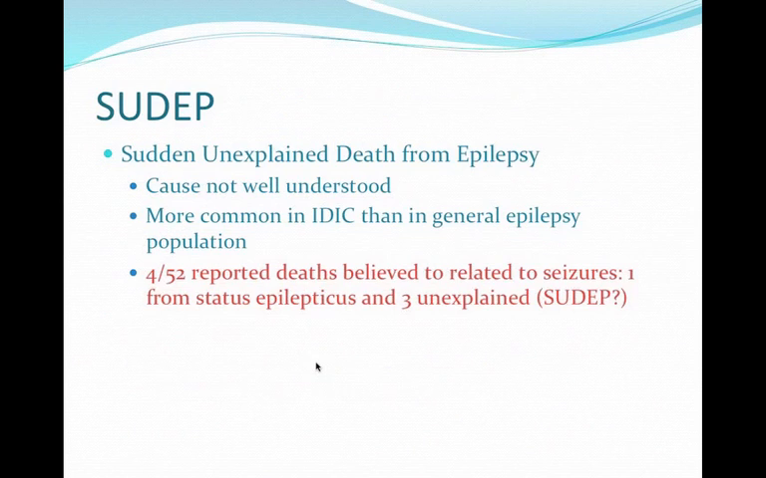And in the study that we had, 4 out of 52 reported deaths believed related to seizures. 1 was clearly from status. They just kind of started seizing and didn't stop. And the other 3 weren't explained, so we assume those were SUDEP. But again, that's going to be a whole talk on its own, and it probably will be at some point, but I won't get into it too much today.